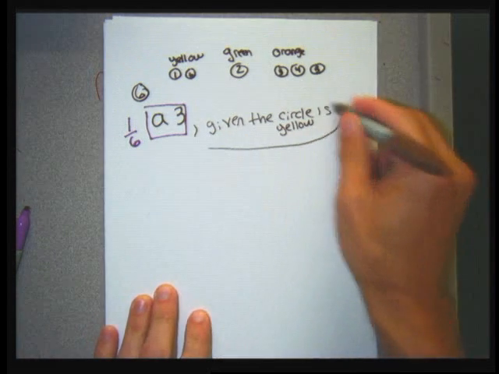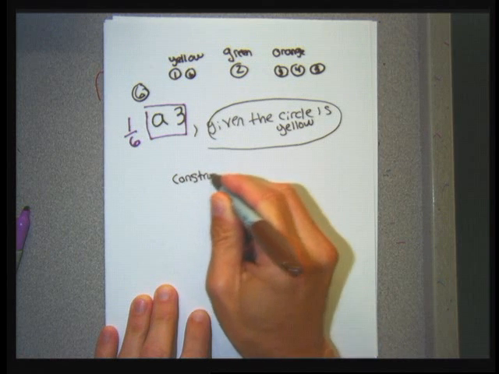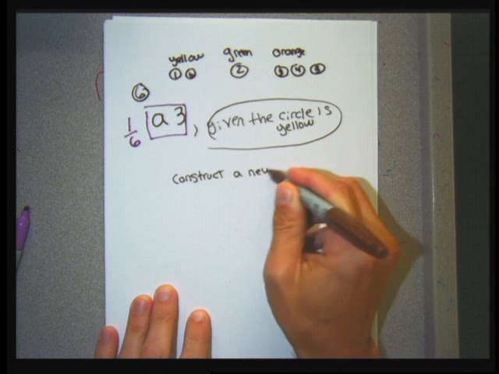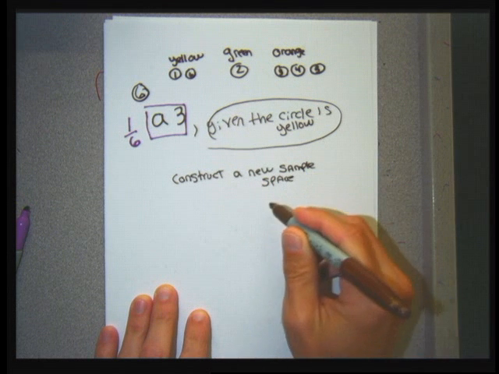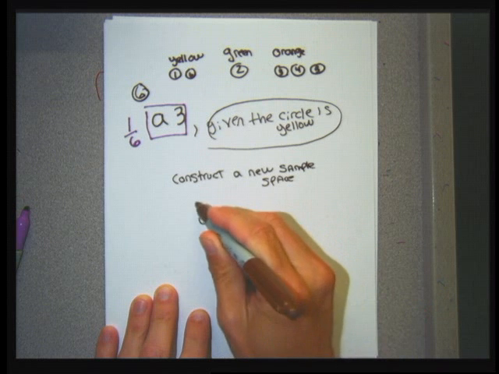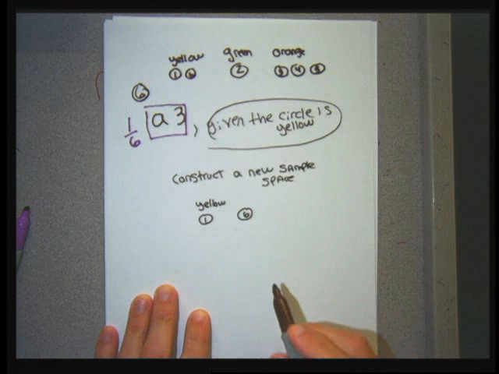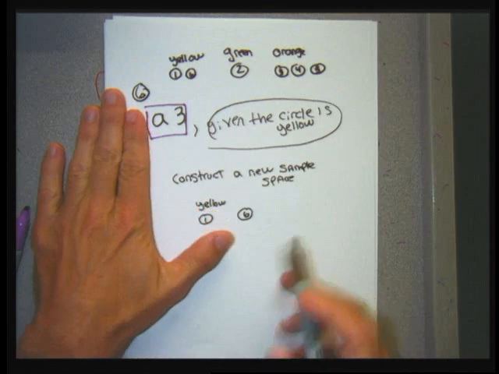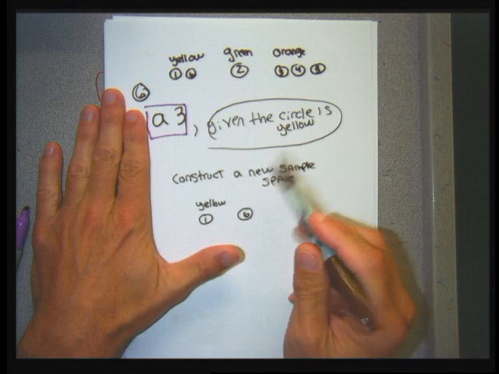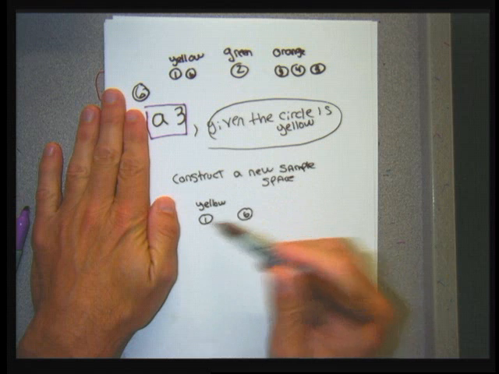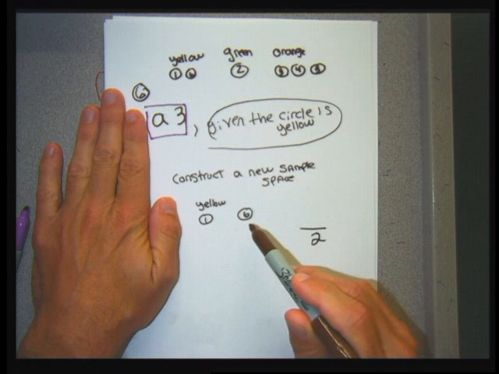This "given the circle is yellow" tells me I need to construct or imagine a new sample space, because I know that I picked a yellow circle, which means I've either picked the 1 that's yellow or the 6 that's yellow. So now the question is, what's the probability that I get a 3 if I've picked from this? Now I'm pretending that I know that the circle is yellow, so I've picked one of these two. The denominator is going to be 2 because there were only 2 different circles that I could have picked that are yellow.